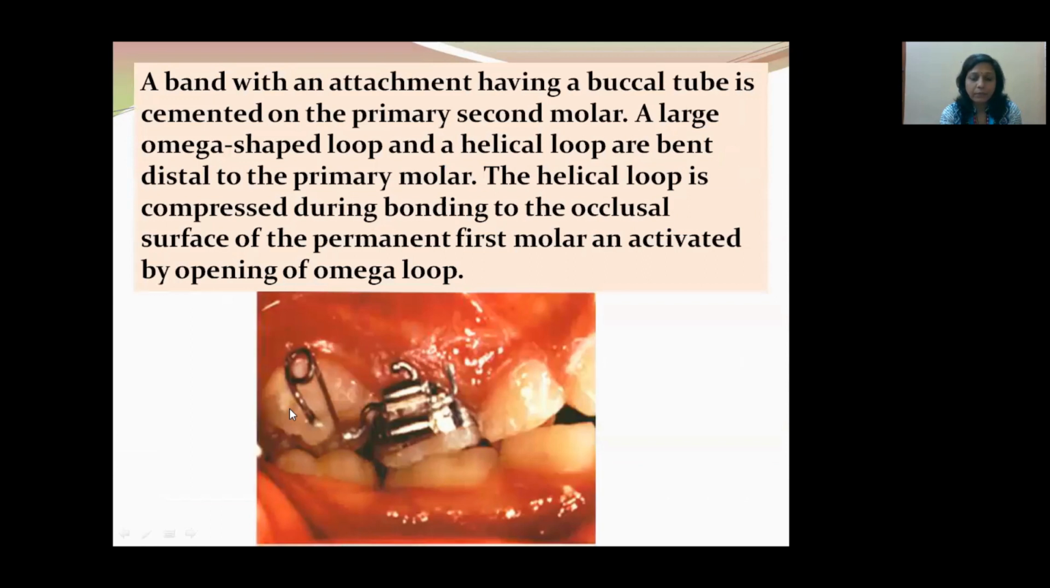Here is a picture of a developing crossbite which can be corrected or intercepted with a band with an attachment having a buccal tube cemented on the primary second molar. A large omega shaped loop and a helical loop are bent distal to the primary molar. The helical loop is compressed during bonding to the occlusal surface of the permanent first molar and activated by opening this omega loop. This omega loop will push the erupting first molar towards a lingual direction and prevent the crossbite.